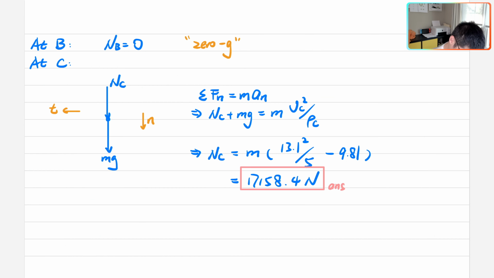We got our reaction force at point B, which is 0, when you're experiencing the 0g, and 17,000 newtons at point C. So that's a very large force. That's what you experience on a roller coaster if you have been on roller coasters before or are a fan of roller coasters.